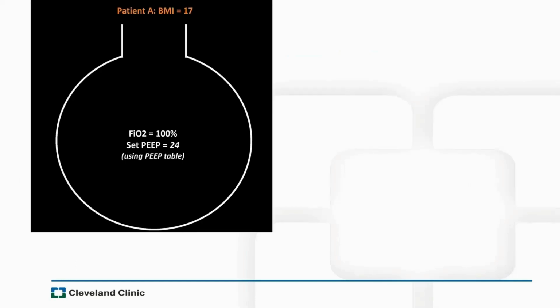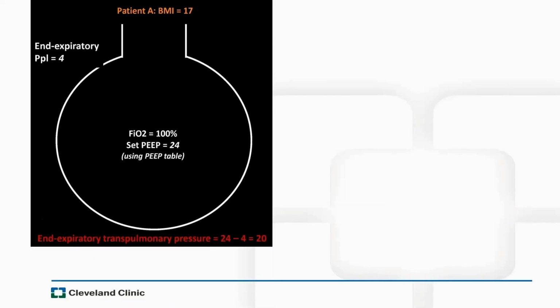Again, just to give you an example, this is patient A, the lean patient, who has ARDS, is on 100% FiO2, and we set the PEEP to 24 using the PEEP table. But you check the end expiratory pleural pressure, and it's 4. The lung stress in this patient would be high because if you do the math, the delta is 20. So you see in this patient during expiration, the lung is so overinflated.